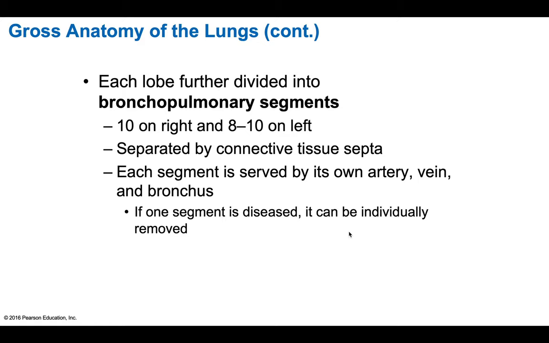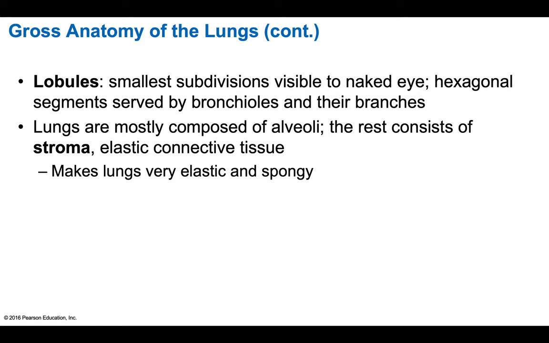Clinically, this is important because pulmonary disease is usually constrained to one or a few of these segments. The connective tissue portion of the segment allows the diseased segment to be surgically removed without damaging any of the neighboring segments or impairing their blood supply. The smallest subdivisions of the lungs that we're able to see with our eyes unaided are the lobules.